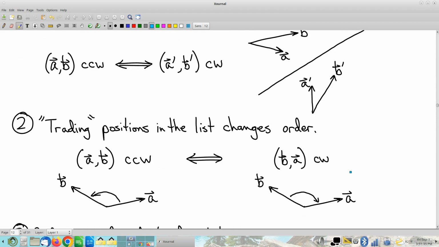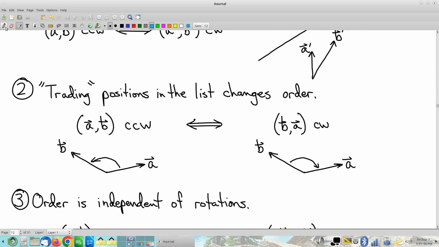Okay. If you switch the order that you have them written down, if you put the first vector in the second position, and the second vector in the first position, well, that'll always turn a counterclockwise list, A to B is counterclockwise there, into a B to A clockwise list. So this is another always kind of a thing. Counterclockwise always trades to clockwise and vice versa. It's pretty cool. This is a natural property of this choice, using clockwise, counterclockwise to describe the order.